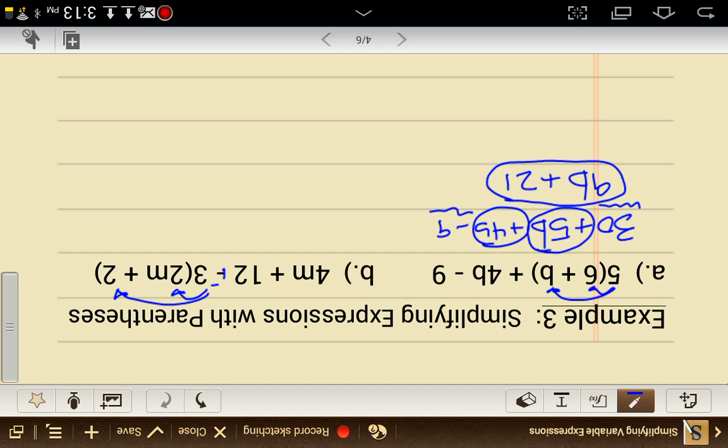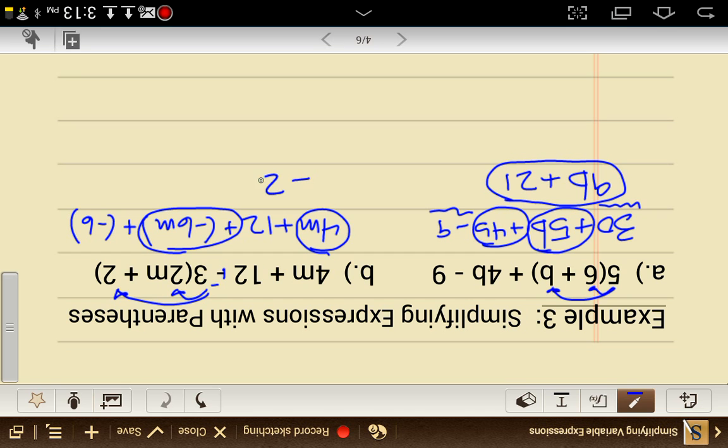So then I'm going to rewrite. So I'm going to get 4m plus 12 plus negative 3 times 2m is negative 6m plus negative 3 times 2 is negative 6. Now I can combine like terms. 4m plus negative 6m is negative 2m. Constants, positive 12 plus negative 6 is, well, they're different signs, so you subtract them. I have 12 is bigger than 6, it's positive, so it's going to be negative 2m plus 6. That's going to be my final answer for that.